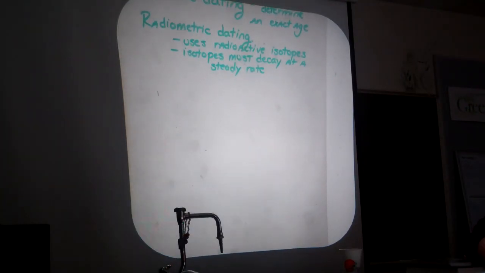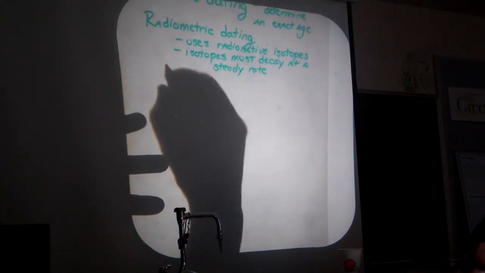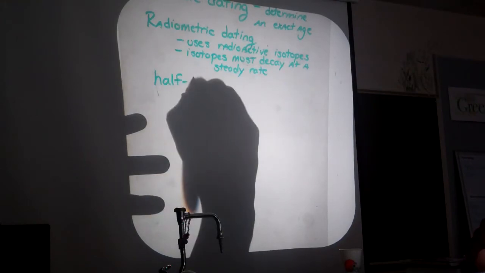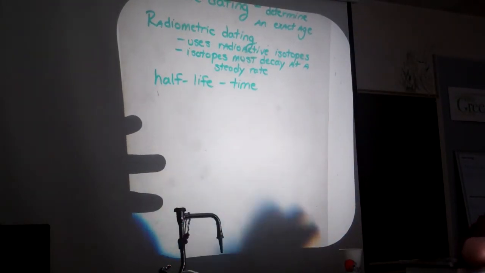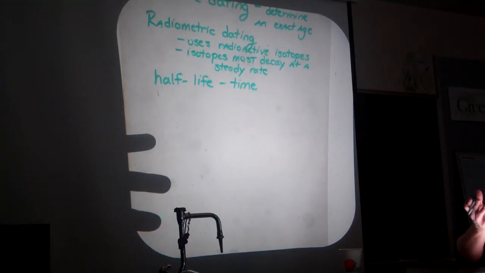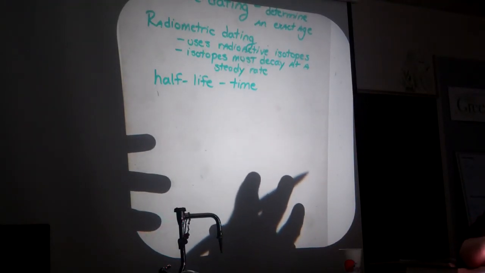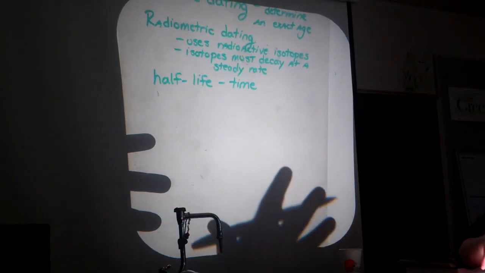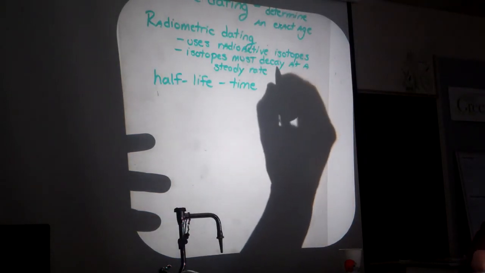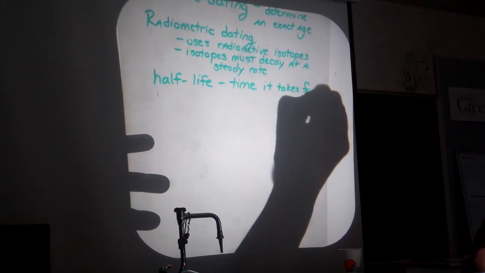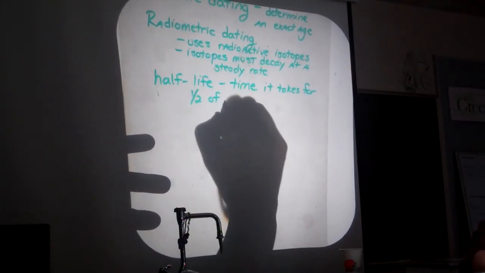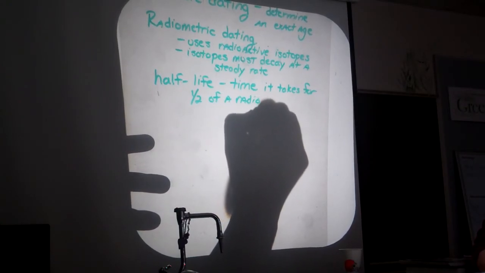Otherwise, we wouldn't be able to use them to date anything. Okay, remember the word half-life. Think a half-life is a time. So if I've ever asked you to give me the half-life of something, you know your answer is going to be something in years or minutes or hours or something like that. It's a time. It's the time it takes for half of a radioactive sample to decay.